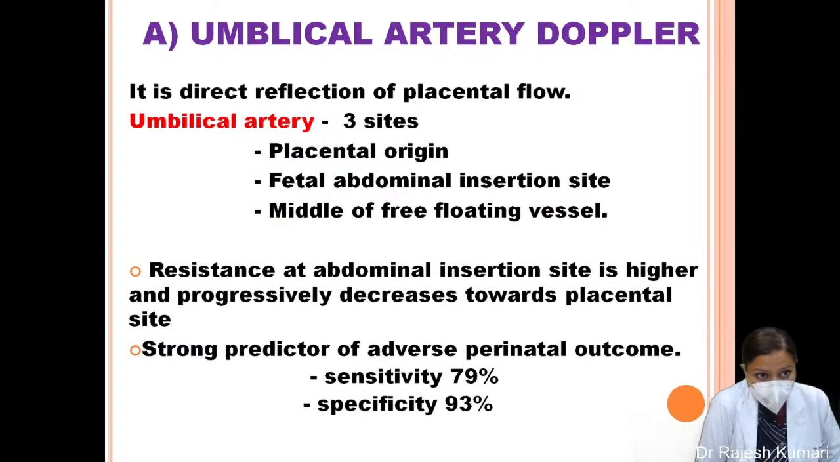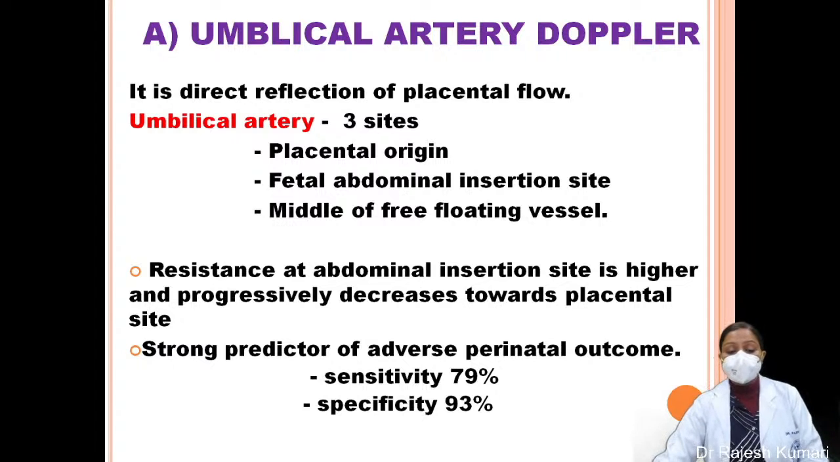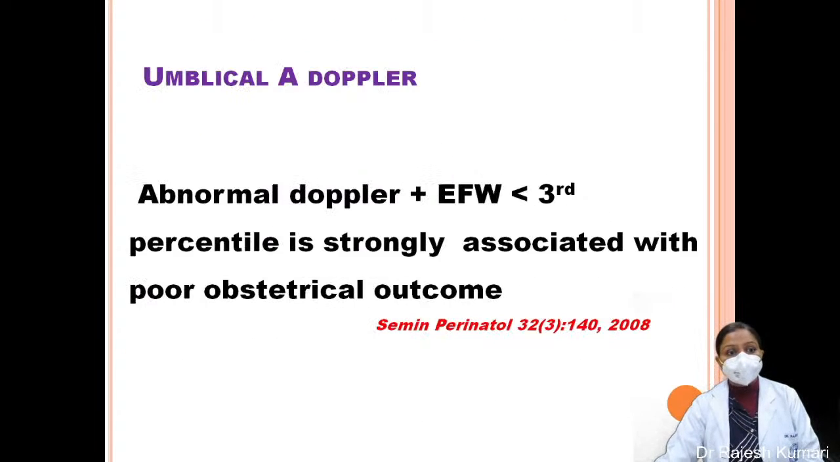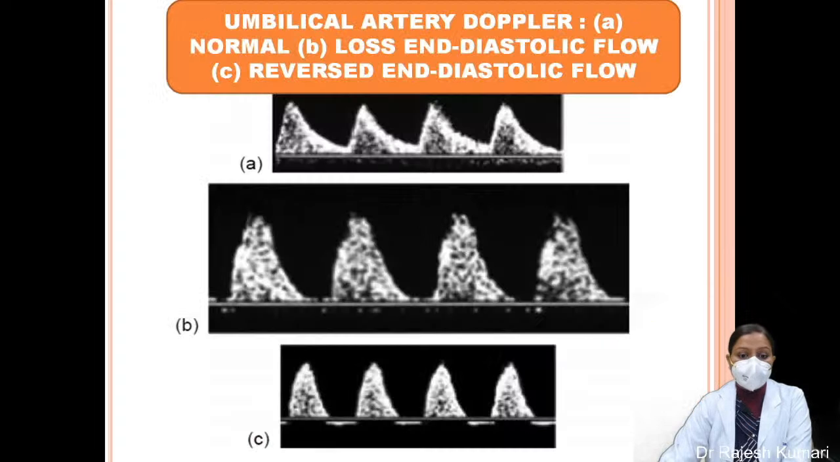Umbilical artery Doppler is a direct reflection of placental flow, and in the umbilical artery, we have to measure Doppler at 3 sites: placental origin, fetal abdominal insertion site, and middle of the free-floating vessel. Resistance at the abdominal insertion site is higher and progressively decreases toward the placental site, and it is a strong predictor of adverse perinatal outcome, sensitivity 79% and specificity 93%. Abnormal Doppler plus estimated fetal weight less than 3rd percentile is strongly associated with poor obstetrical outcome.